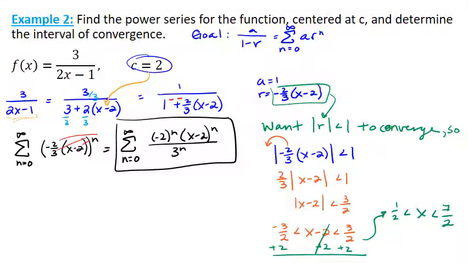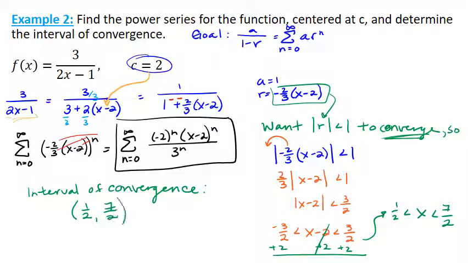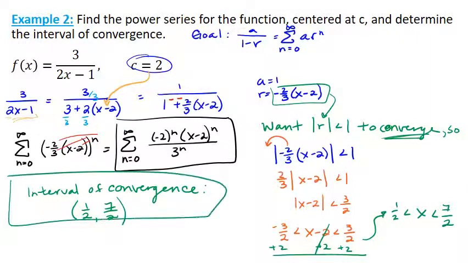And again, this is non-inclusive, so it's not less than or equal to 1 in order for a geometric series to converge. It's simply less than 1. So I can say that my interval of convergence does not include the endpoints, and it is 1/2 to 7/2. And that concludes this problem.